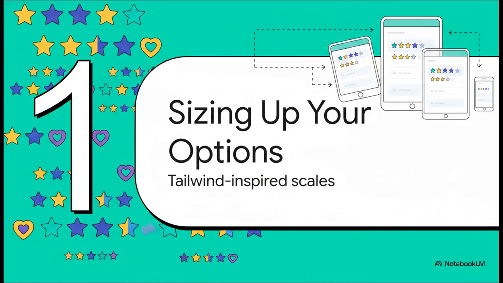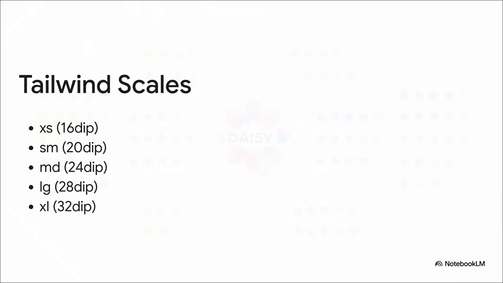All right, Section 1, Sizing Up Your Options. Let's look at those Tailwind-inspired scales. So, the component uses this beautifully simple Tailwind-inspired scale for sizing. Instead of guessing arbitrary pixel values, which is always frustrating, you have 5 clear tokens mapped directly to device-independent pixels. It goes from extra small at 16 dip, small at 20, medium at 24, large at 28, all the way up to extra large at 32.